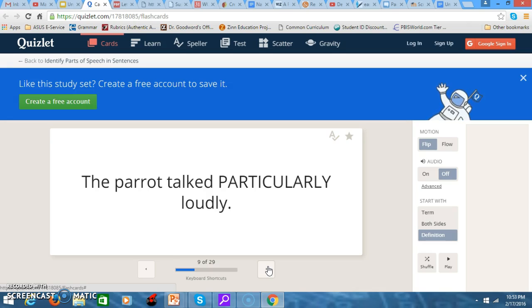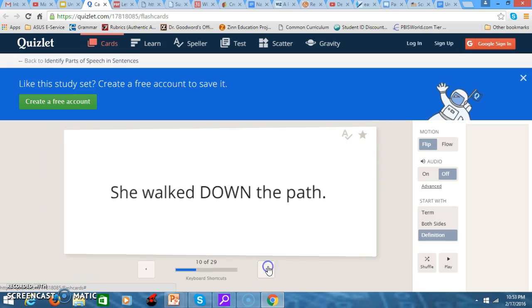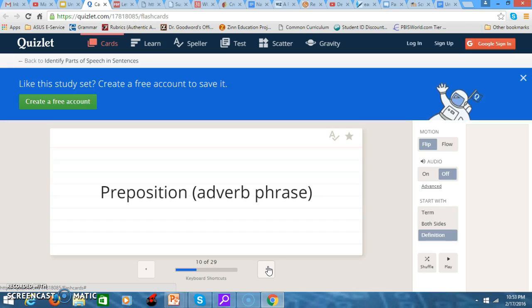Particularly is all in all caps. And how did the parrot talk? Again, an adverb modifying an adverb. She walked down the path. Down is in all caps, and it's giving us a direction or a spatial orientation of the pronoun she. So that makes it a preposition. Good.